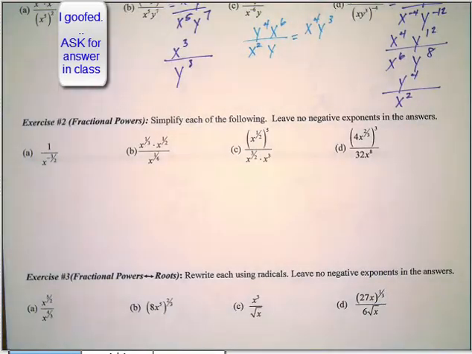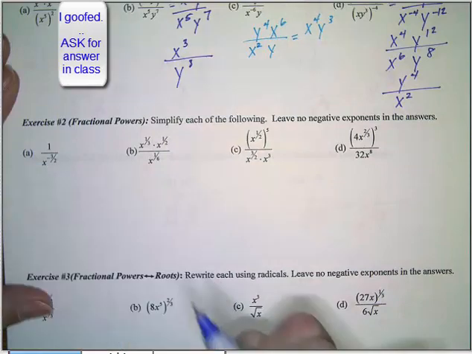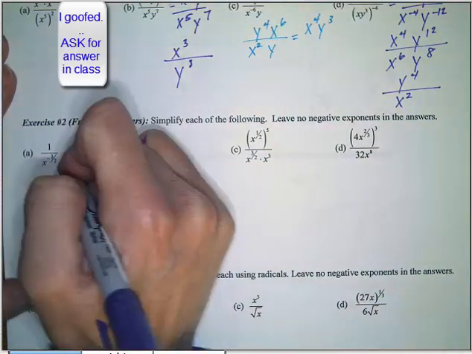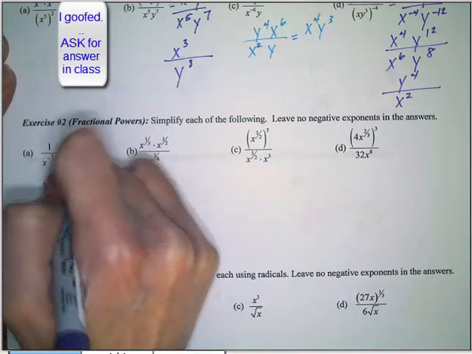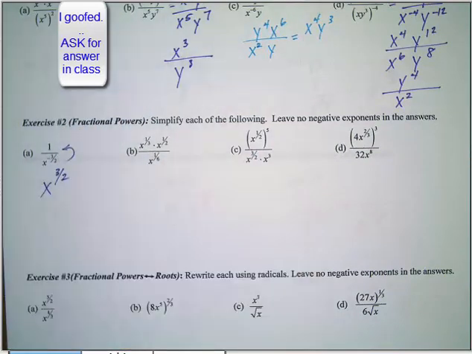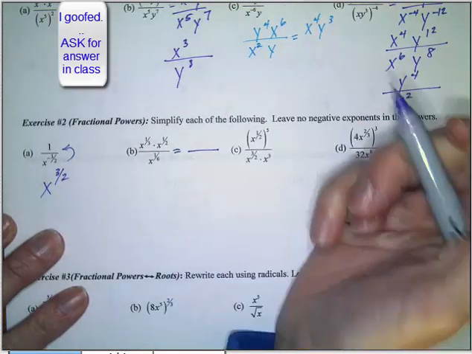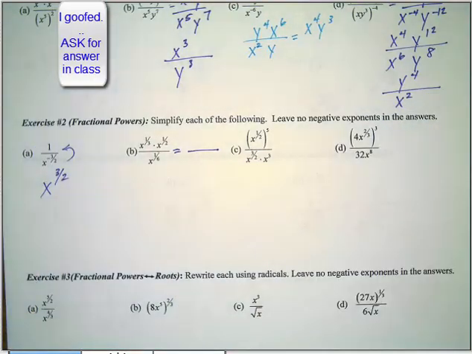So in letter A, we are simplifying each of the following and will leave no negative exponents in the answers. So a negative exponent, we are going to move to the top. So this becomes x to the positive 3 over 2. In letter B, when we multiply, we add the exponents. So if you don't want to do that in your head, go ahead and do it on the calculator. And you should get 5/6.